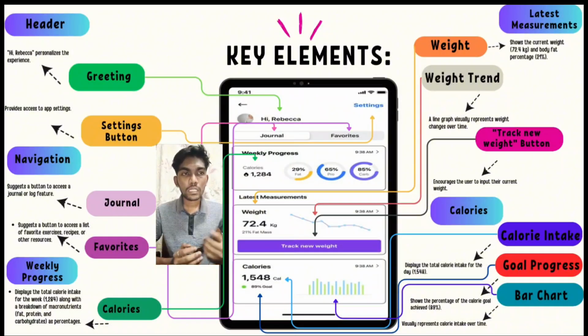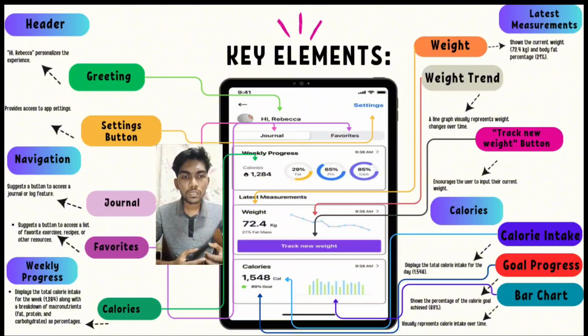So these are the key elements of the interface. The header is a greeting, hi Rebecca, which personalizes the experience, and the settings button provides access to app settings. Navigation has journal, which suggests a button to access journal or log features, and then favorites, which suggests a button to access a list of favorites, exercise recipes or other resources.